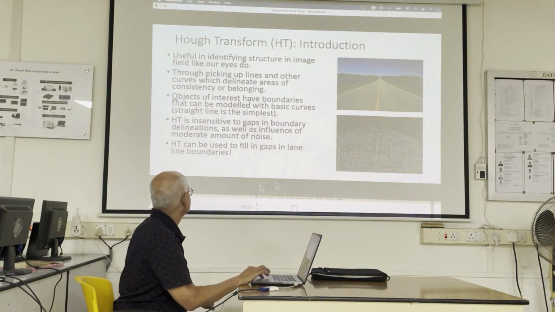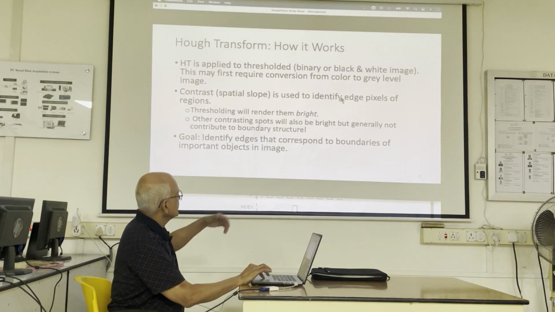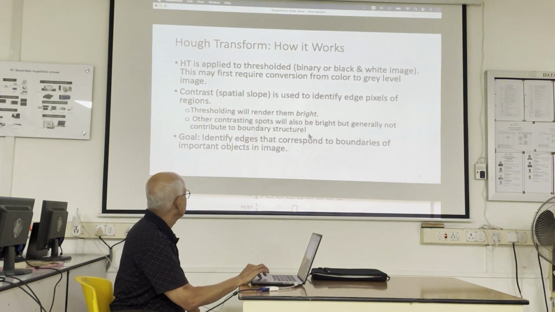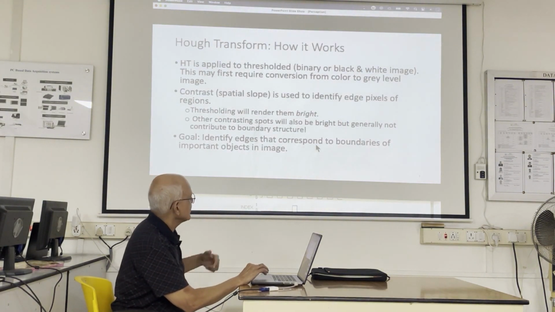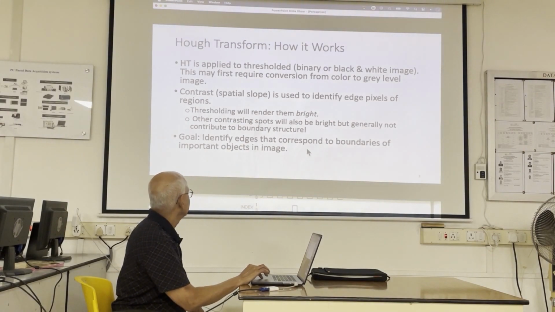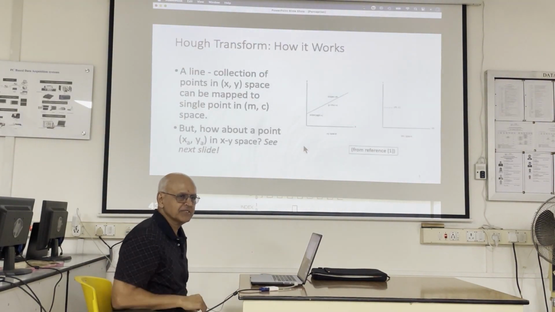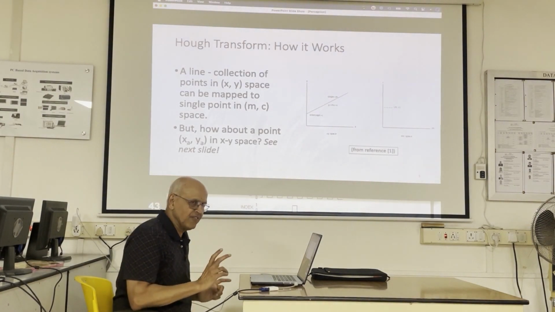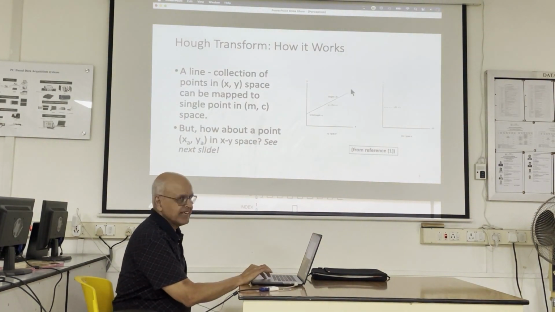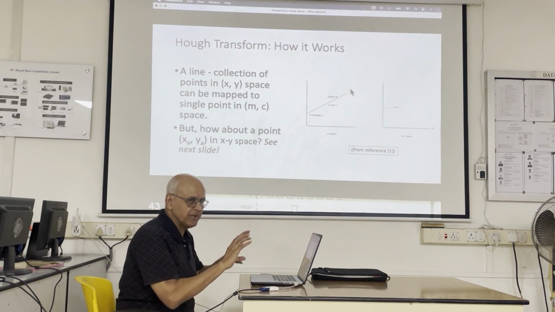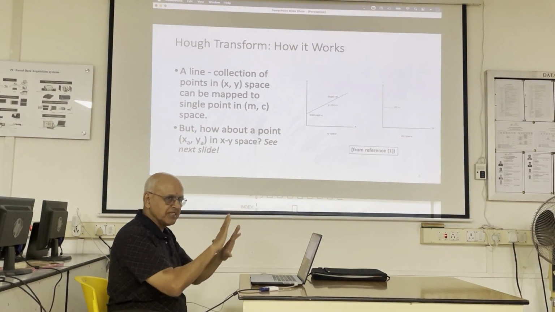Now how does it work? Let's see. I told you this, contrast is used to determine the edge pixels. I have this habit of talking ahead of my slides, which I should correct. So this is the main part, okay? Listen carefully. We're talking in the image plane now. The image plane is physical space.